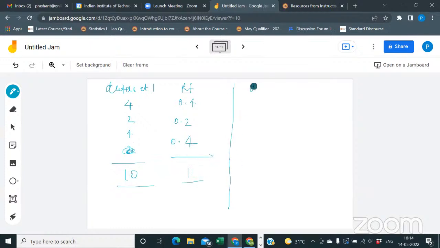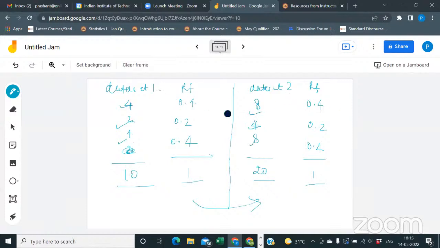Now compare with data set 2. Suppose it is 8, 4, 8. This is the total 20. What will be the relative frequency? 0.4, 0.2, 0.4. Now you can compare. Even though the frequencies are different for these two data sets, the relative frequencies are the same.